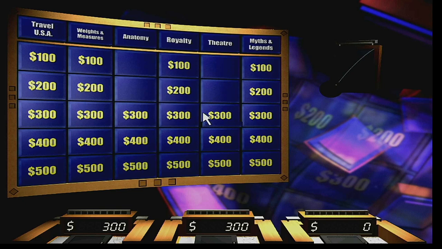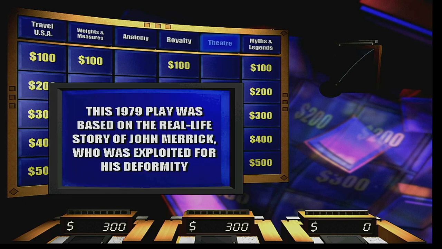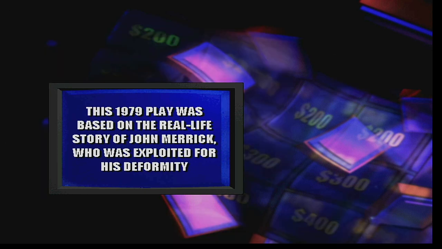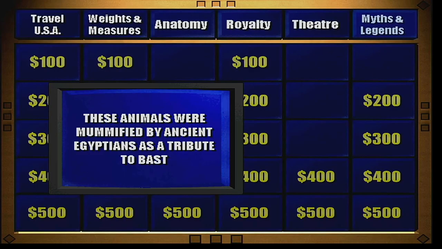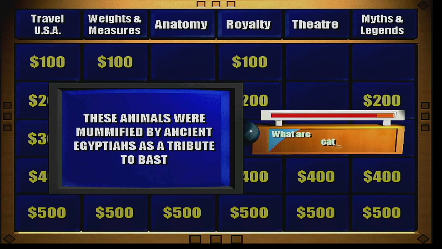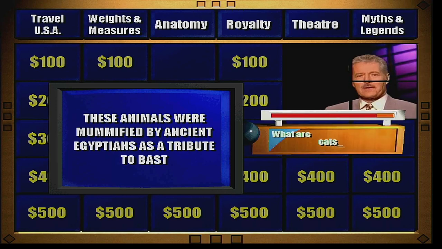Alright, theater for 300. This 1979 play was based on the real-life story of John Merrick, who was exploited for his deformity. Player three, What is the Elephant Man? You are correct. Three-way tie for the lead. These animals were mummified by ancient Egyptians as a tribute to Bast. Player one, Cats. Yes. I'll take myths and legends for 200.